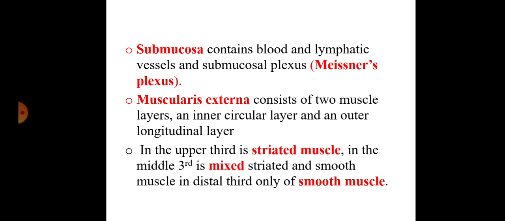Okay, again, the muscular layer is arranged into inner circular and outer longitudinal. In the upper third of the esophagus it is skeletal. In the lower third it is smooth. In the middle third it is mixed.